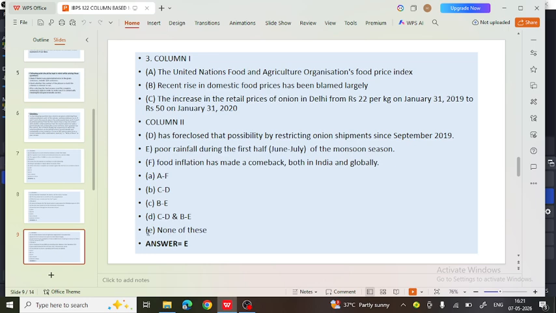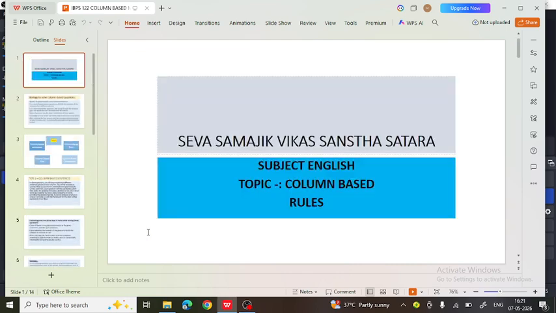So in this way, you are able to solve the question based on columns. I hope you are able to understand how to solve the questions, and what strategy you need to use while solving this type of question.